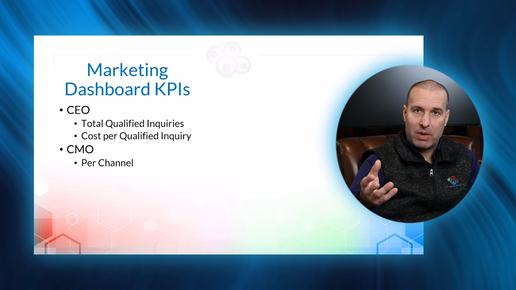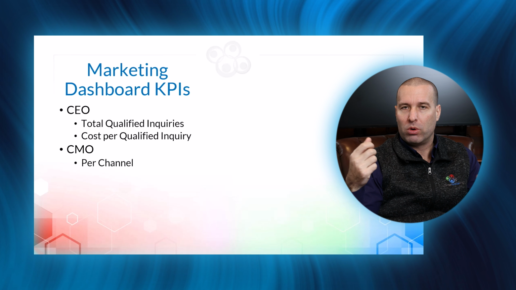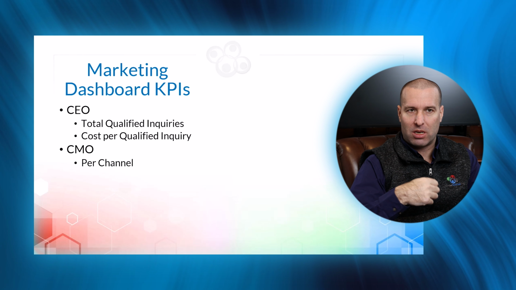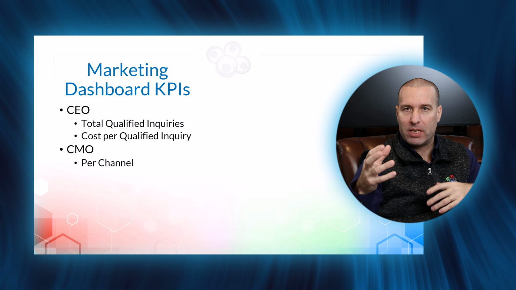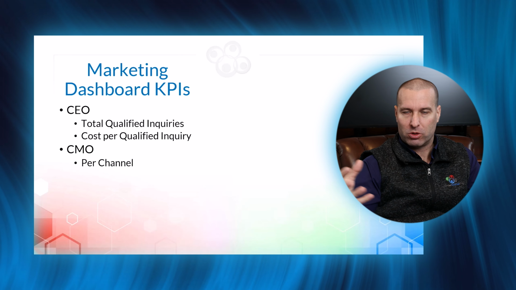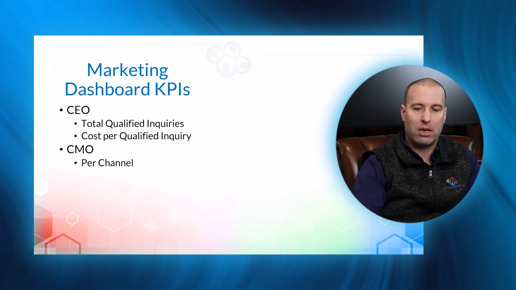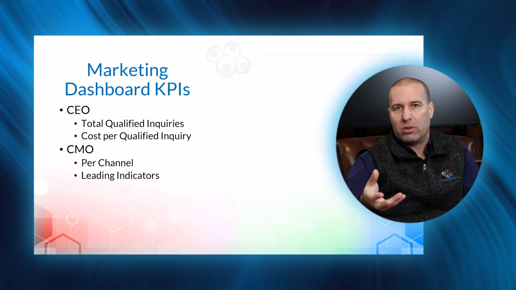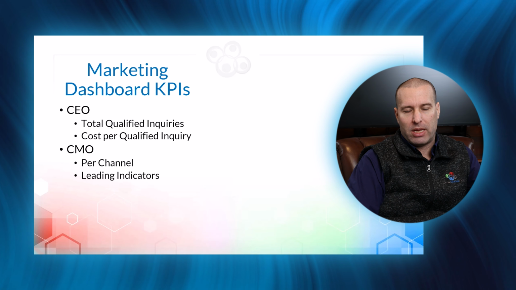Now, the CMO should be able to understand it per channel. CMO should really know what Google Ads is driving versus search engine optimization versus the boots on the ground outreach team, how your Facebook, your billboard, your TV are supporting and helping out with the patient journey to drive those bottom of funnel channels. They're the individuals that should be getting into the nitty gritty. And they're going to have tons of leading indicators for that.